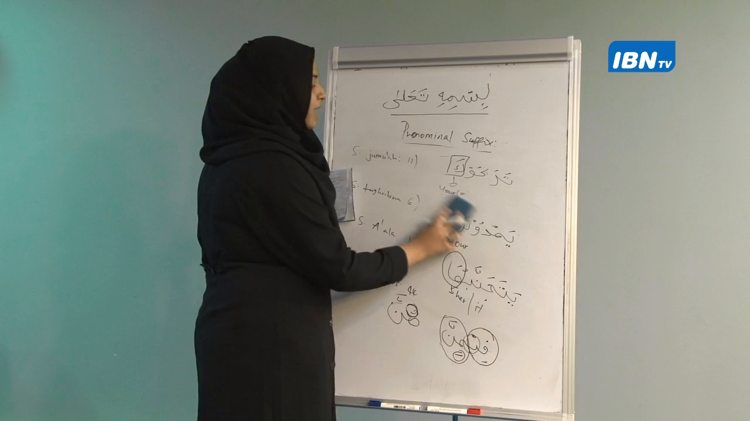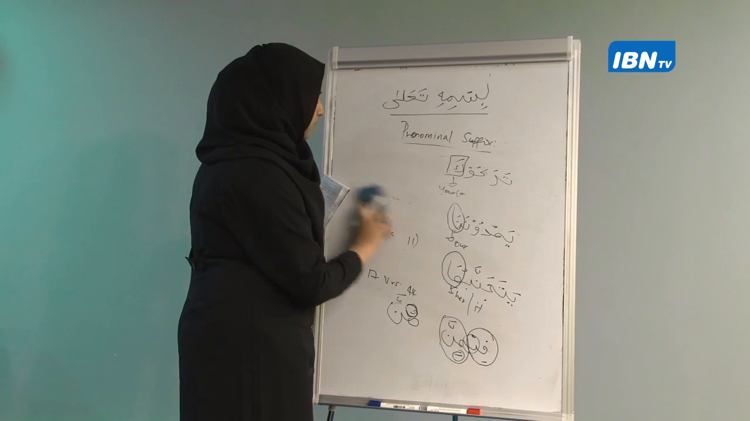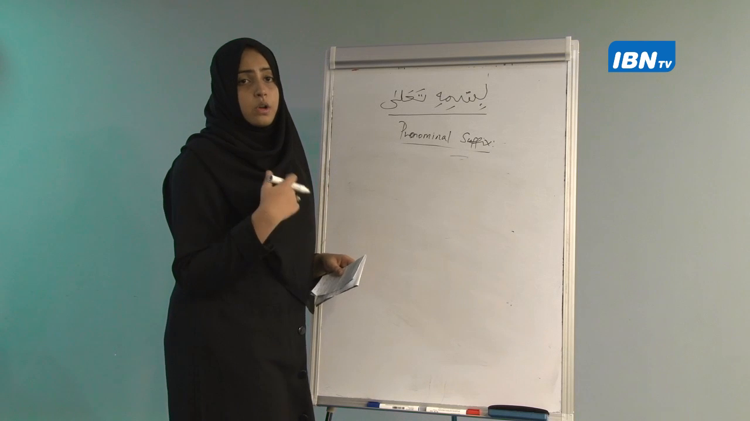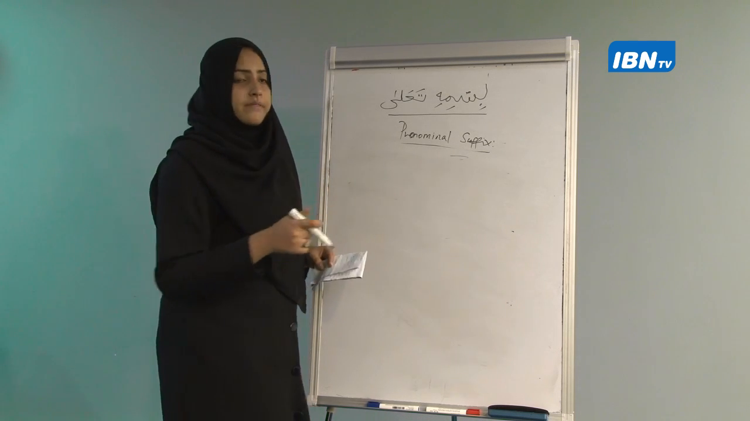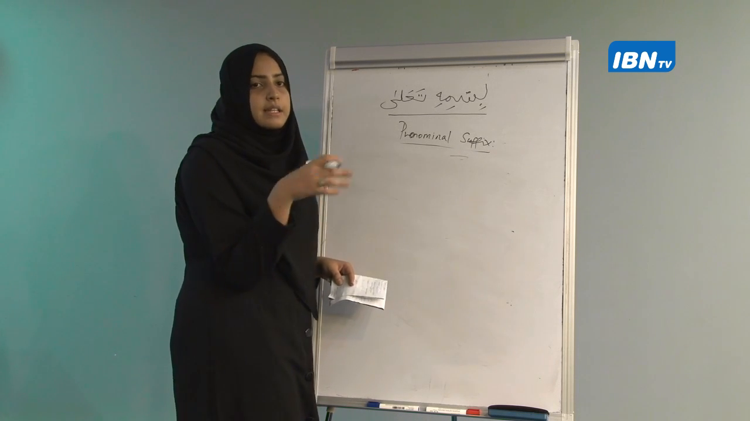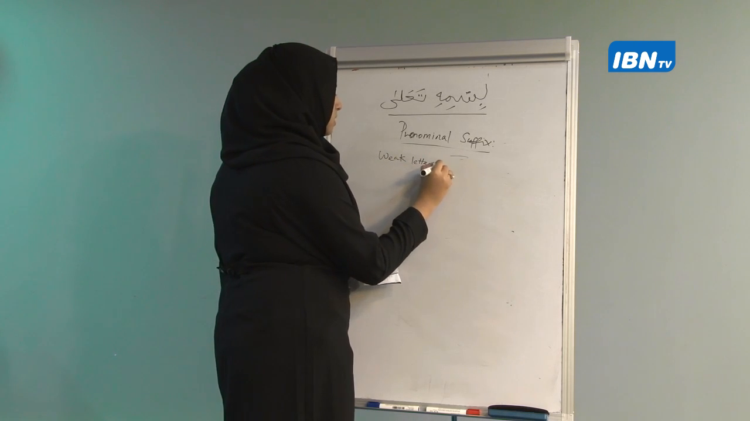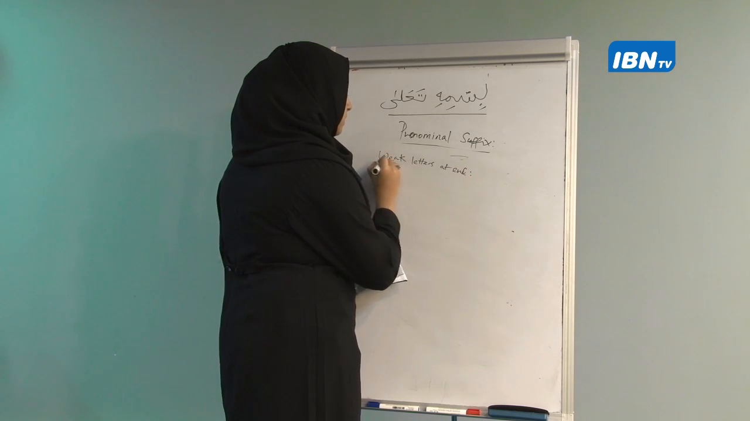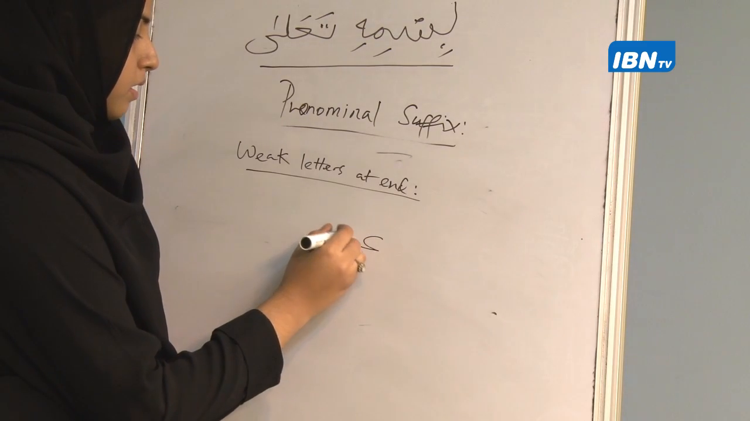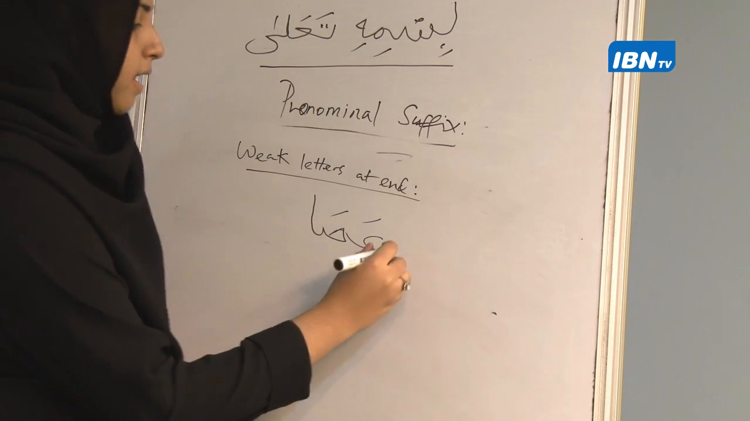Okay, now we'll be looking at some very special cases. There are some special cases which will not follow the same trend. First we have the words, you can say these words are weak, okay? They have weak letters at the end. So for example, we have the word asa. Asa means stick, okay?